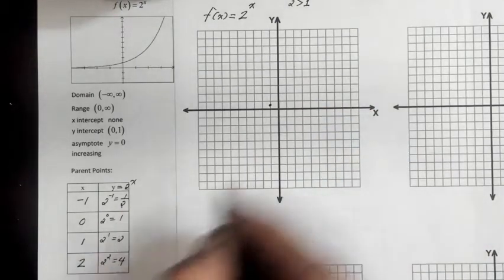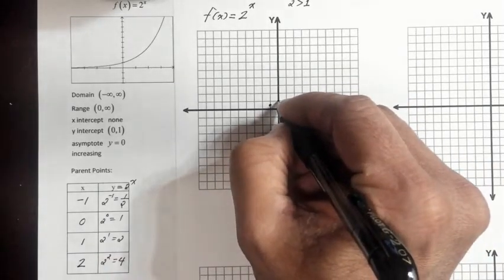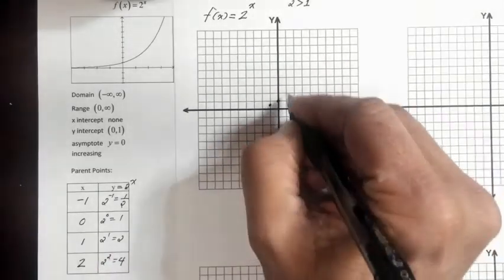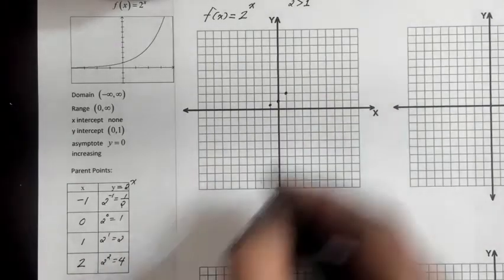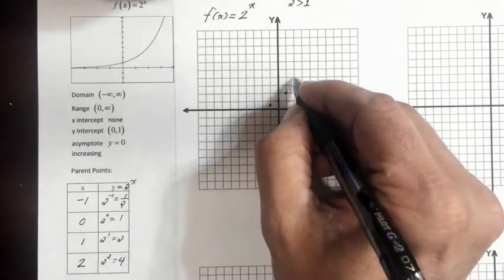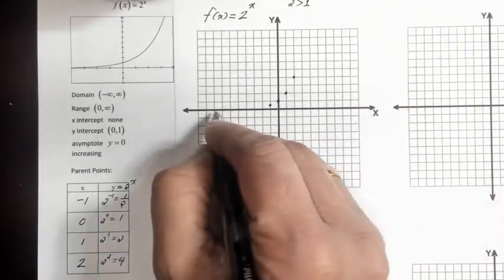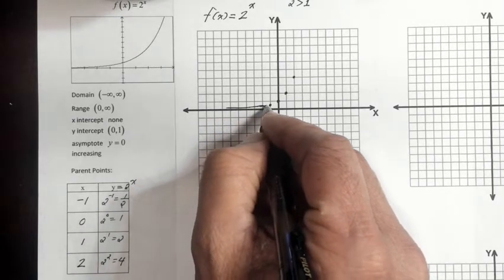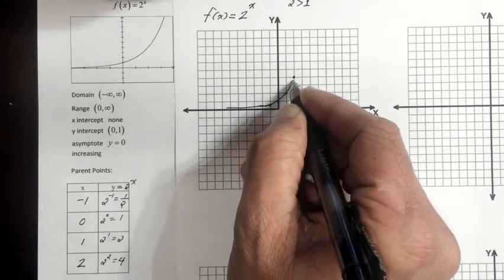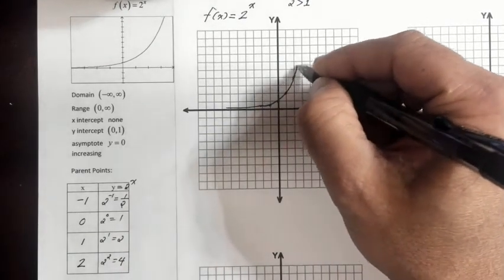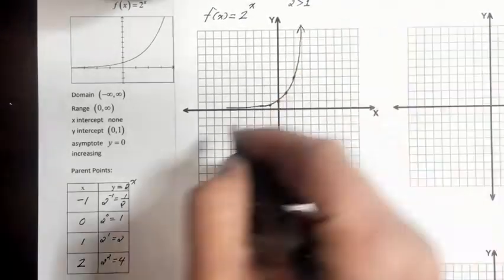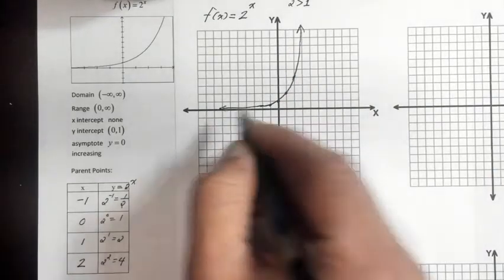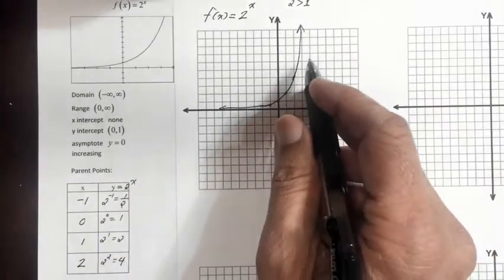For x equal to 0, y is 1, which is actually the y-intercept. Then 1, 2, and 2, 4. So we have the numbers plotted here, and we can just graph this, and that is going to be the function that we are looking for. So this is y is equal to 2 to the power of x.